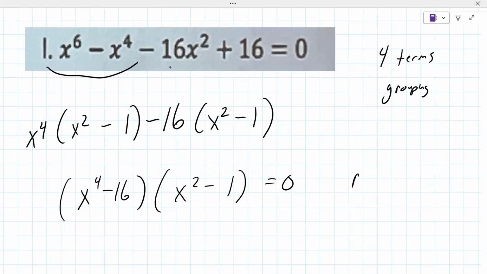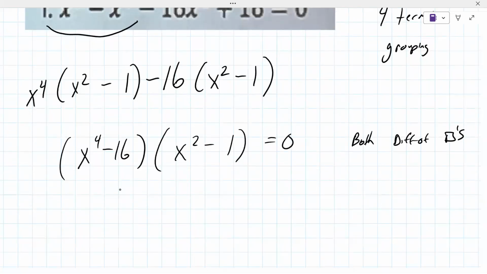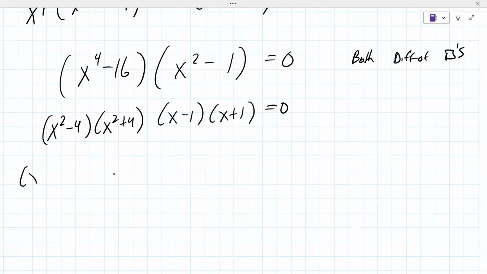Now these are actually both difference of squares. So this one's x squared squared minus 4 squared, and that one's x plus 1, x minus 1. So then x squared minus 4, x squared plus 4, x plus 1, x minus 1.